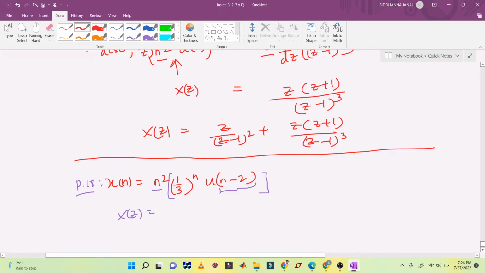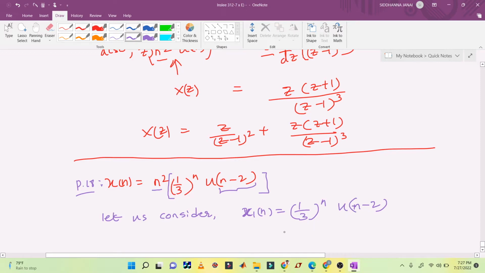This is the given question. For this, using the properties, we need to find out x of z. So first, let us consider x1 of n is equal to 1 by 3 to the power n u of n minus 2.